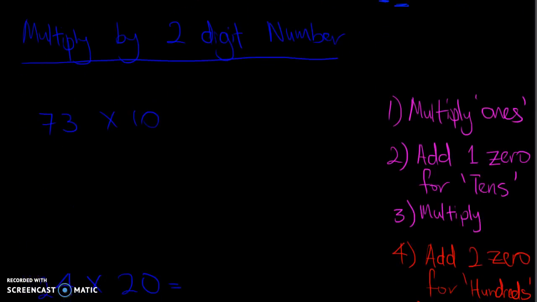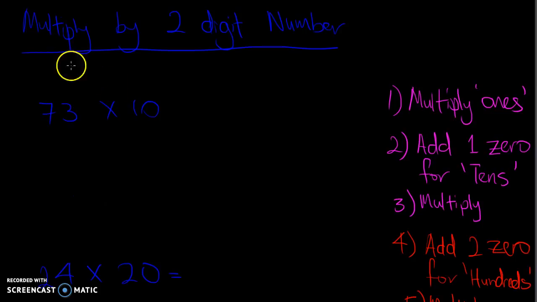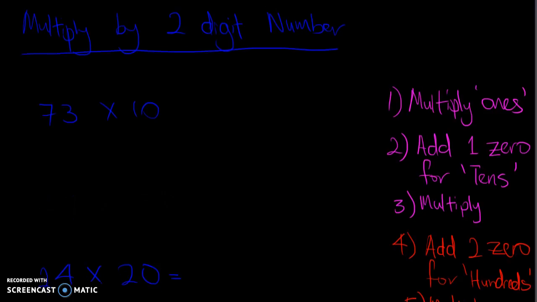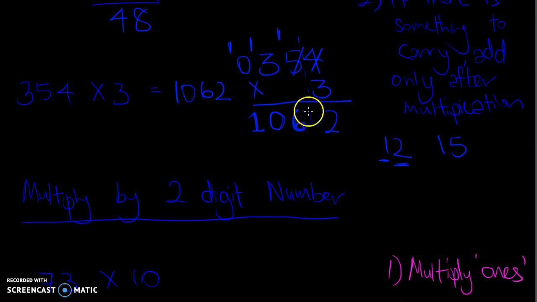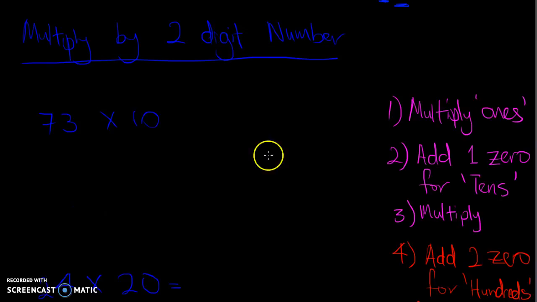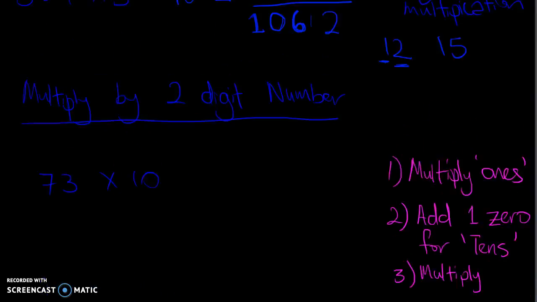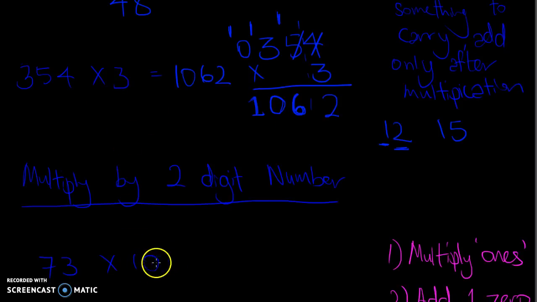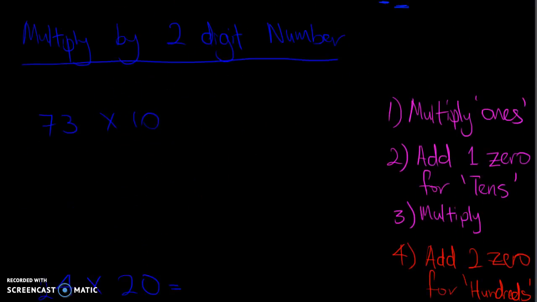Alright. Lastly, as part of this chapter, we also have to multiply by a 2-digit number, such as 73 multiplied by 10 or something like 24 multiplied by 20. Okay, for a 2-digit number, it's a bit special. It contains the idea of multiplying a 1-digit number, but now we are dealing with 2 numbers. At first, we only had to multiply 1 digit, now you see 2 digits. It's a bit special and a bit more advanced.